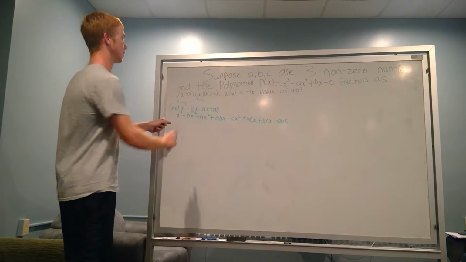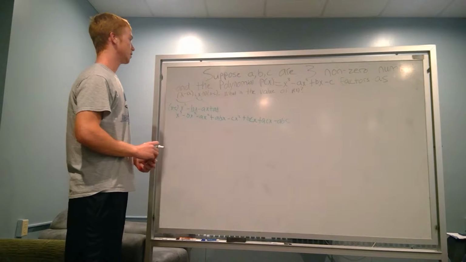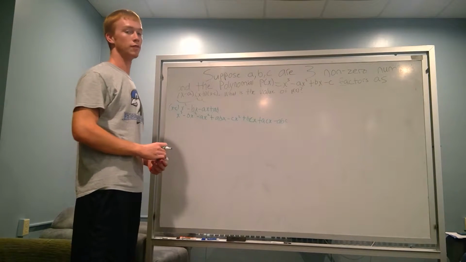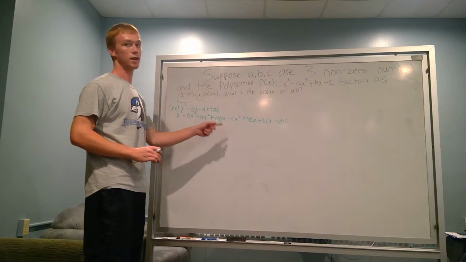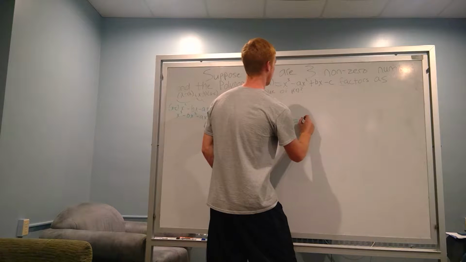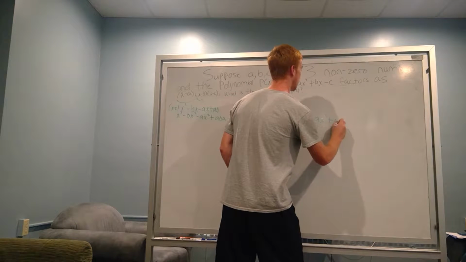So this long polynomial expression, which is not simplified at all, equals this in its simplified version. But we can't do that because we don't know the values of the constants a, b, and c. But we do know that these equal each other, so we can set this expression equal to x cubed minus ax squared plus bx minus c.